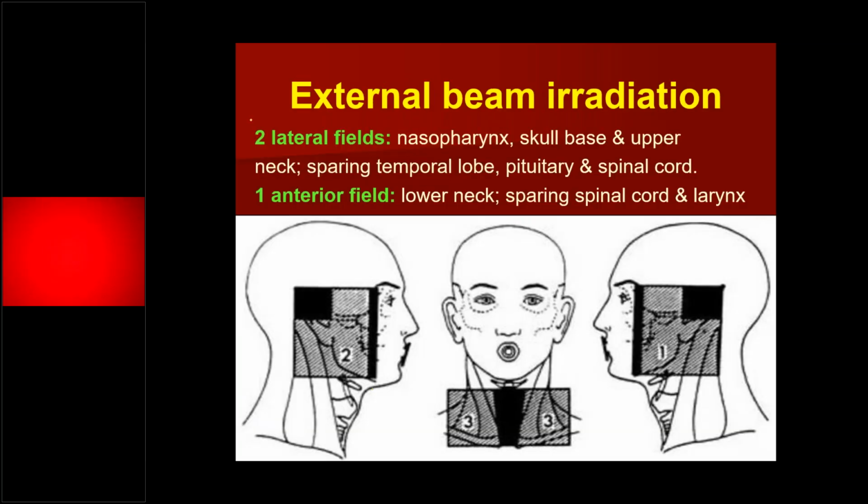In external beam irradiation, you go for lateral fields and anterior fields. You have to protect the nose, the parotids, and the eyes, but you strike the nasopharynx only, sparing the temporal lobe, pituitary and spinal cord. The radiation should go to the nasopharynx and skull base only. So there are 2 lateral fields and 1 anterior field, especially in the lower neck, sparing the spinal cord and larynx. All the important structures should be spared.